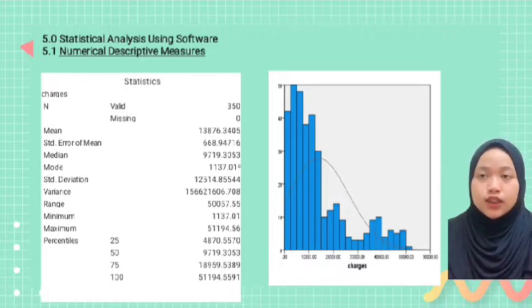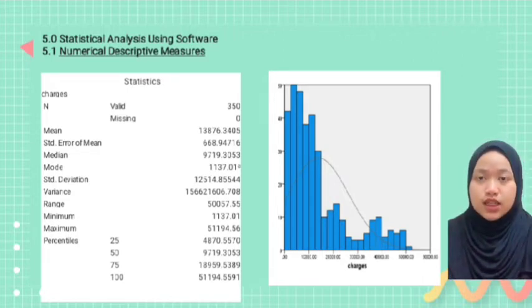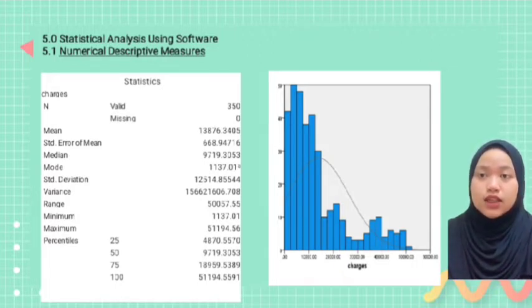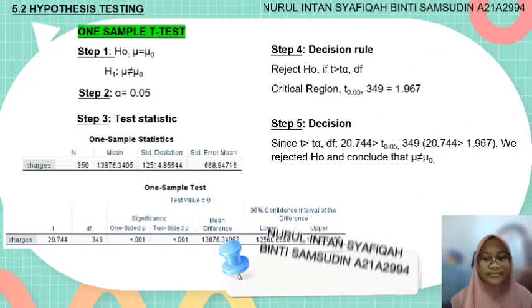Numerical descriptive measures. This is the graph and table that have been created using the SPSS software. There are three types of smaller values when calculated using SPSS software compared to when we calculated manually, which are mean, variance, and standard deviation. Meanwhile, there are three types of larger values when calculated using SPSS compared to manually, which are mean, mode, and variance.